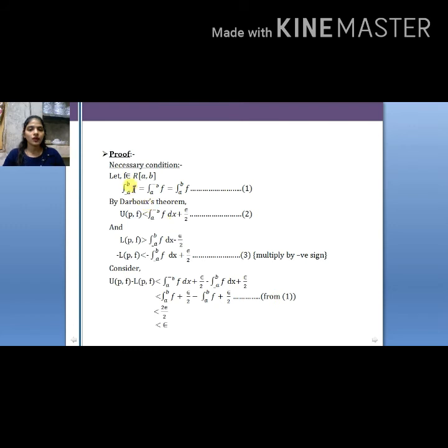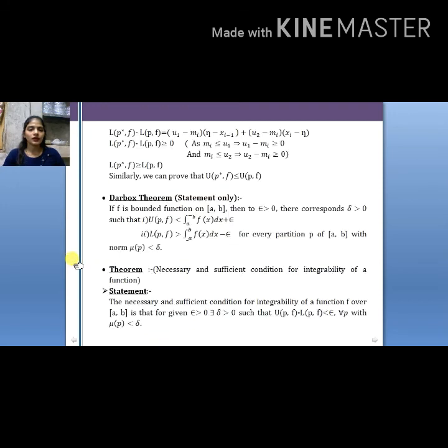Why? Because the upper integral is equal to the lower integral, which is equal to integration from a to b f. Therefore we get this is the integration from a to b f, and this is the minus integration from a to b f. This one cancels. Then we get epsilon by 2 plus epsilon by 2, that is 2 epsilon by 2, which is strictly less than epsilon. We prove the first part, the necessary part: UPF minus LPF is strictly less than epsilon.